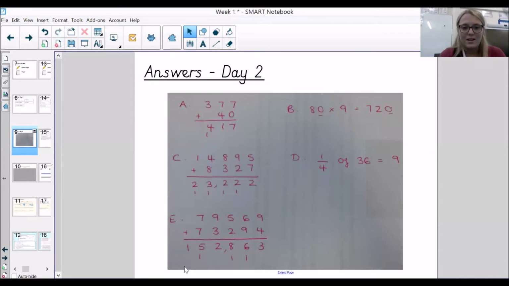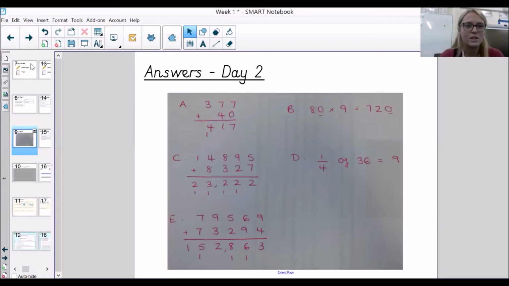Okay, and then E was 79,569 plus 73,294. Notice on question C and E, I put the biggest number on the top of my calculation, okay, because that helps if it's got a large number of place value digits, but also just for your working out, just get into that habit of putting the bigger number on the top. So this one again, a few carrying in there, making sure we're putting down the ones digit and carrying the tens digit. So the answer would have been 152,863. Well done if you got 5 out of 5. Hopefully you improved your score from yesterday, but keep practicing and hopefully you'll get better throughout the week.